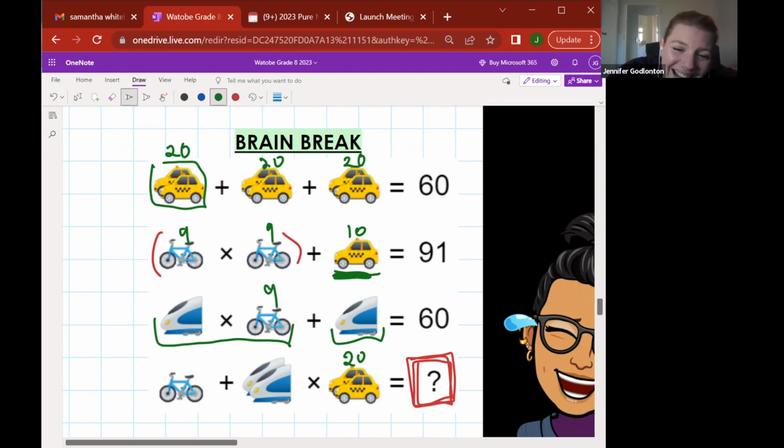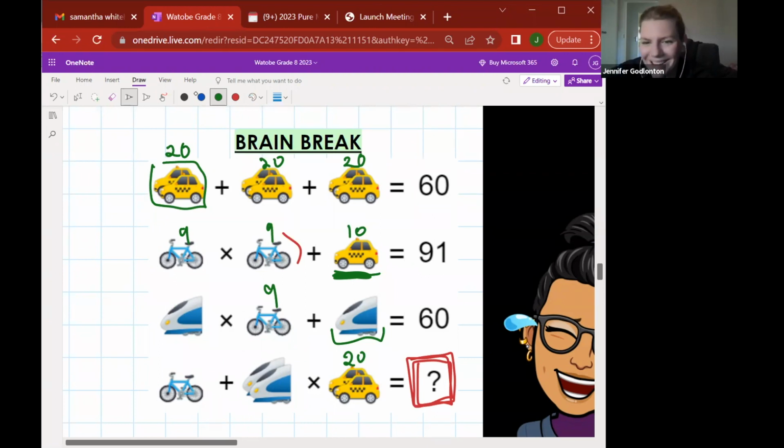Yes, exactly. 5 times 9 is 45. Oh, 5 times 9. No, 5 times 9 is 45. That's not right. Is that right? No. Oh, yes, because that's 20. Whew, okay. No, that's not 20. That's 5. Oh, guys, I'm getting confused by myself here.